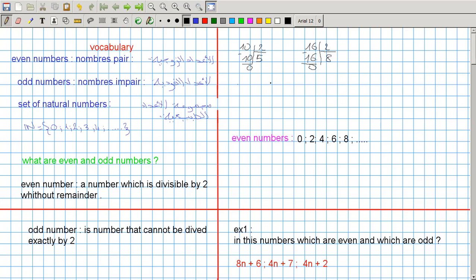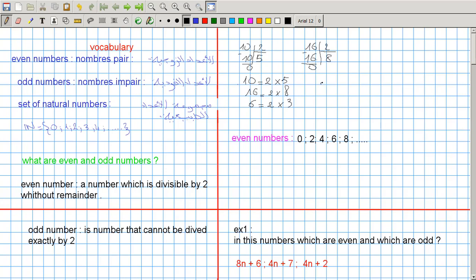Even number, a number which is divisible by 2 without remainder. يعني بدون الباقي. الباقي هو يمكن أن نقسم على 2 بدون باقي. الباقي هو 0. 10 equal 2 times 5 is even number عدد زوجي. 16 equal 2 times 8. 6 equal 2 times 3.